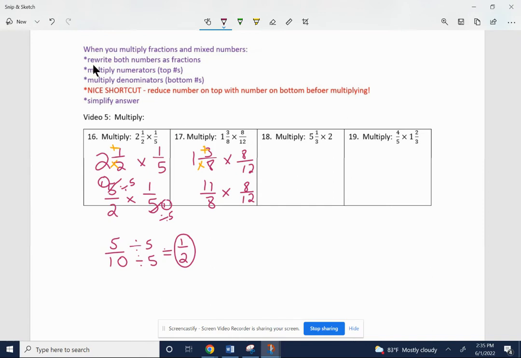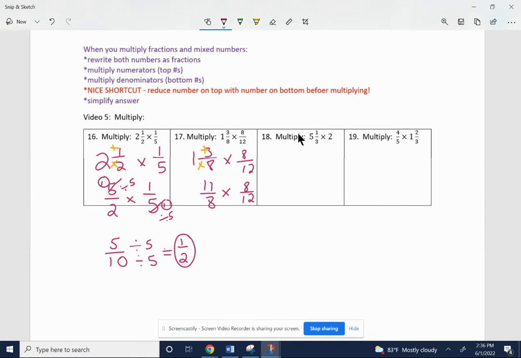Now my steps here, I'm telling you to take 11 times 8, take 8 times 12, and then take that final answer and reduce it. You know what? Maybe you may not know 8 times 12 or 8 times 11. Or maybe you do, but you just want to use a shortcut. Because look at this. You have an 8 on the top and an 8 on the bottom. You could reduce now. You could go ahead and divide the top by 8 and the bottom by 8, because 8 divides by 8 and 8 divides by 8.